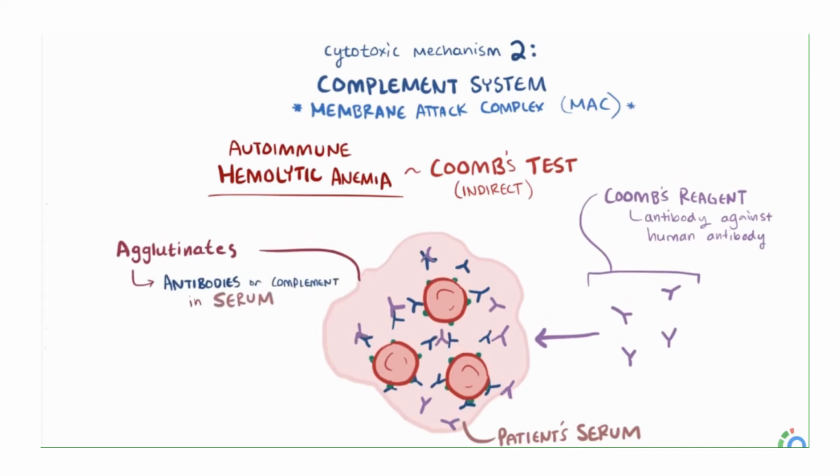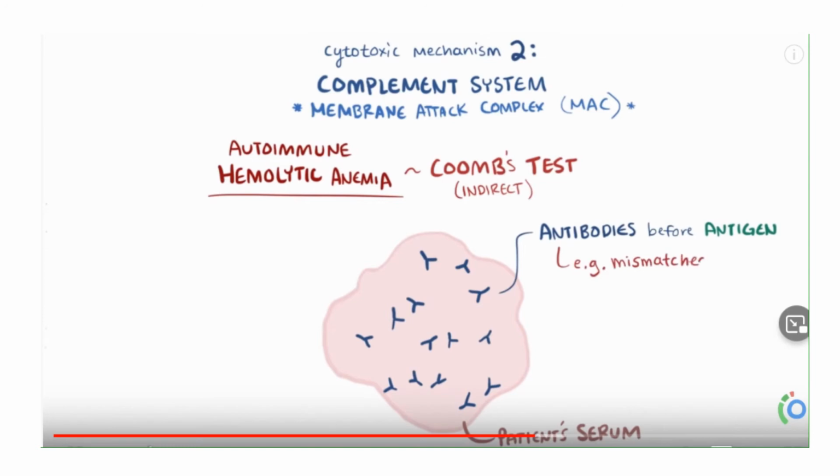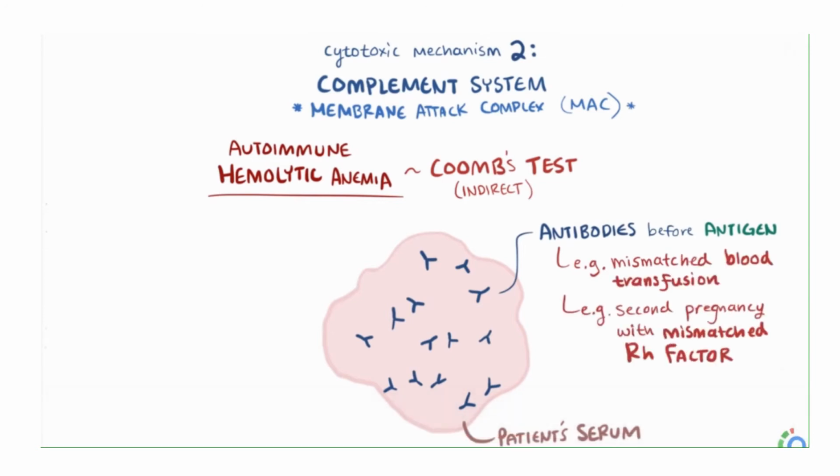The indirect Coombs test is done to determine if you have antibodies before you're exposed to the antigen. For example, this could be like a mismatched blood transfusion, or a second pregnancy with a mismatched Rh factor between the mother and the child.